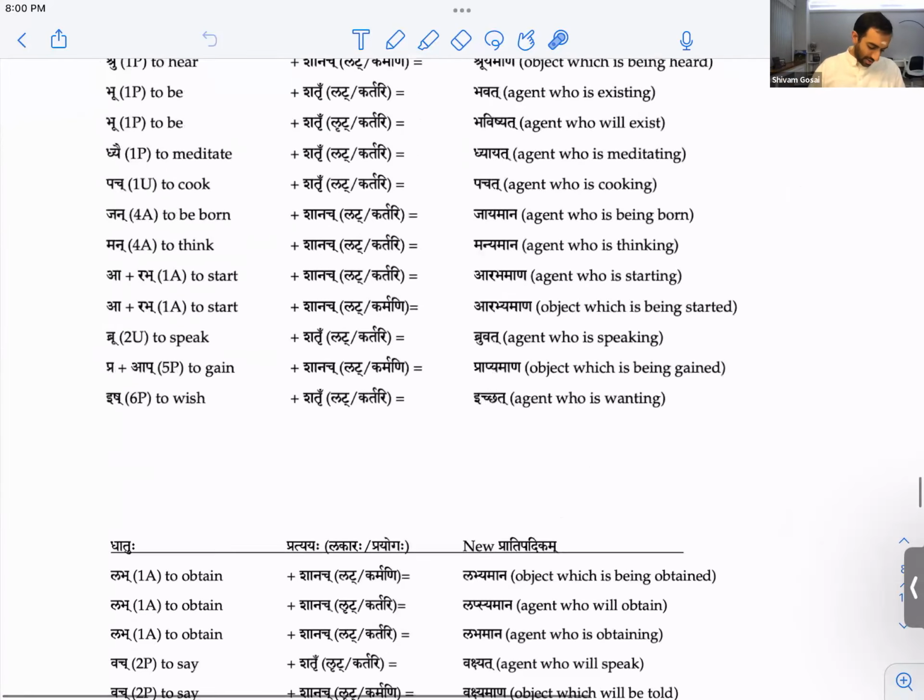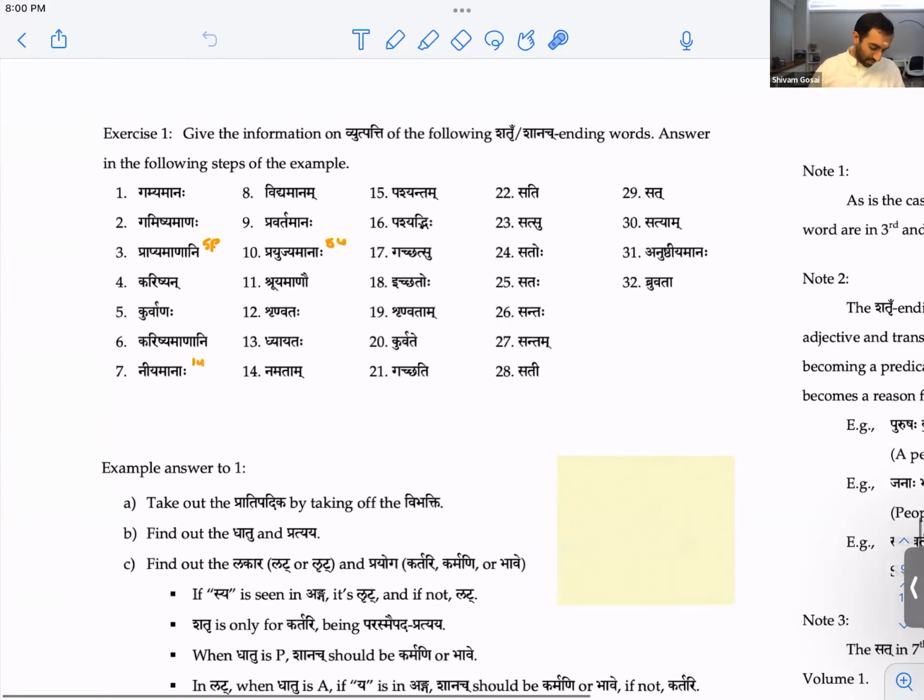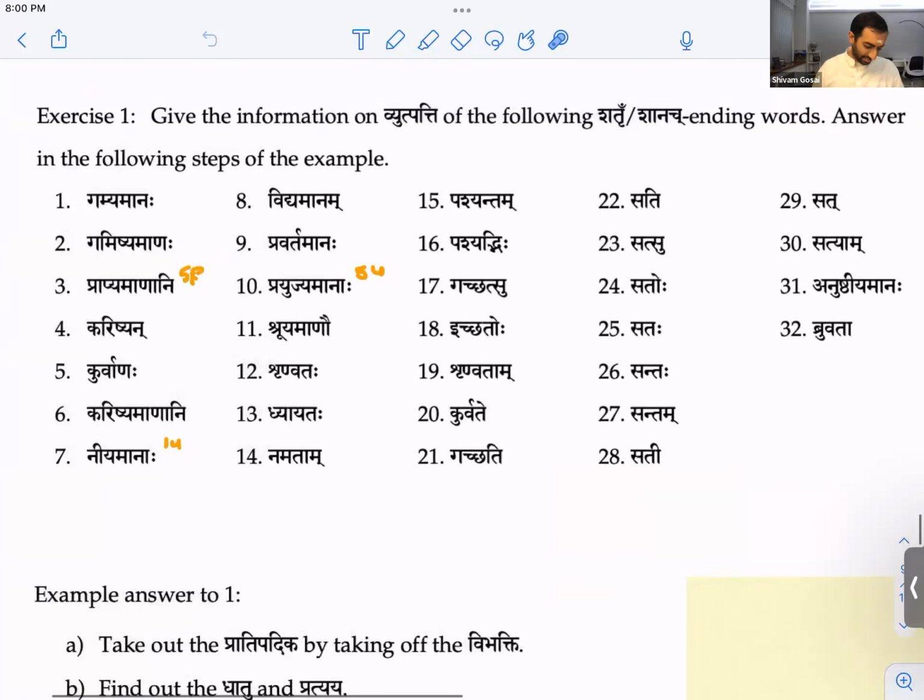Okay. Here are a bunch of examples, and I want to do this for a few minutes. Now, here is a tricky test. We're going to give information on each of these words, and we'll follow a process, which I'll show you in a moment.